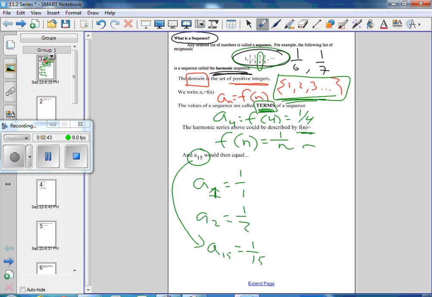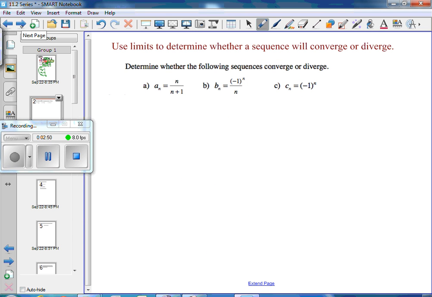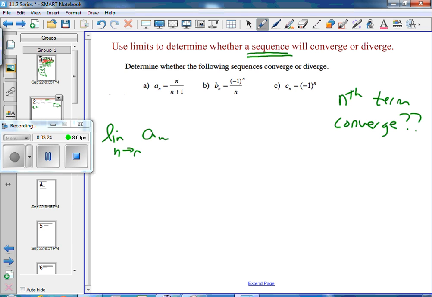Okay, so that's what a sequence is. Again, a set of numbers, an ordered list of numbers. So what we want to do is think about, well, what happens when n gets really, really big? In other words, does the nth term converge? And in order to do that, we want to evaluate a of n when n gets huge. So the limit as n approaches infinity of a sub n. Looking at this particular problem here, does that nth term converge or not?